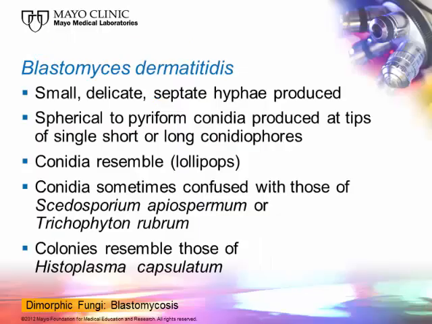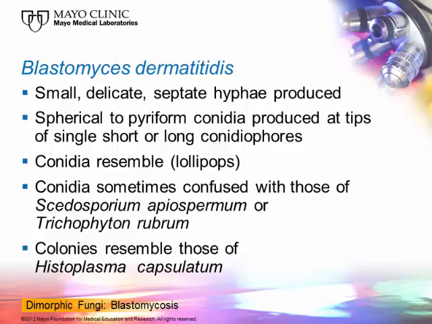What would we be looking for under the microscope if we looked at a colony of Blastomyces? It's not necessarily what we're going to find every time, but it's what we'd be looking for. Small, delicate septated hyphae that we talked about. We would be looking for, in this case, spherical to pear-shaped or pyriform-shaped conidia produced at the tips of long or short conidiophores. And some people refer to these conidia as looking like lollipops.